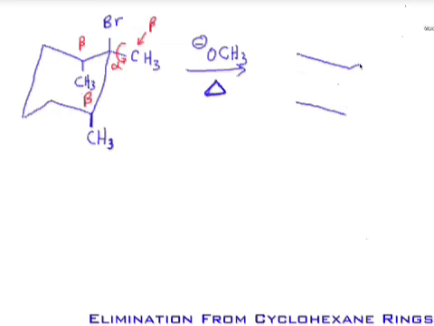And so when this elimination actually occurs, you would get a double bond out here to the CH2. Okay. Put our methyls back in. This would be the product that would form: one alkene and only one alkene.